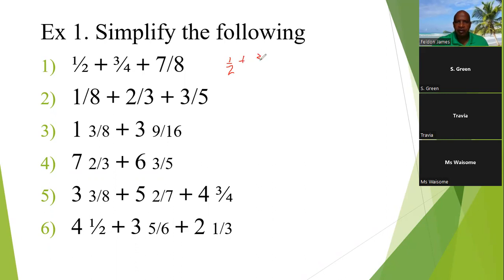Half, we have 3/4. Then we have 7/8. All right, now, so our LCM, what are we going to do? Ms. Trivia, can you walk me through this? Okay, sir. Our LCM will be 8. So we would draw the line and put the 8 at the bottom.